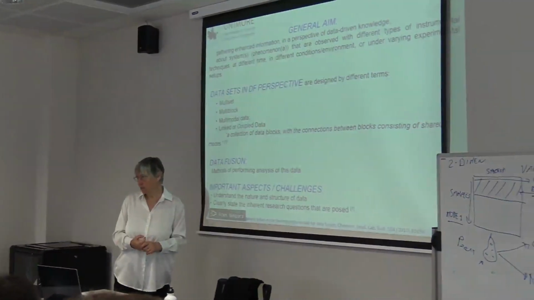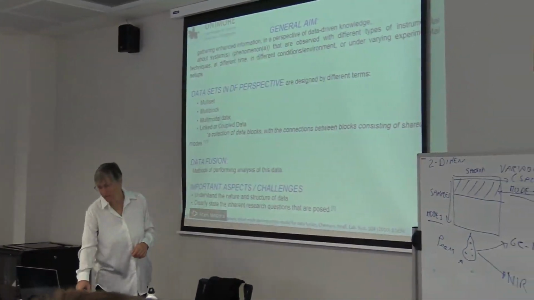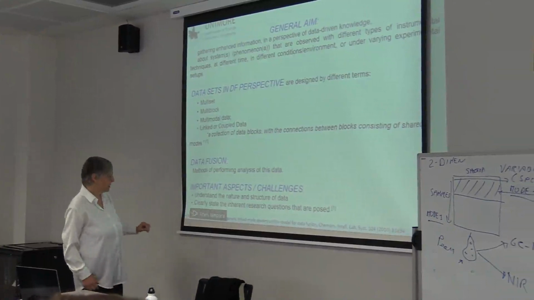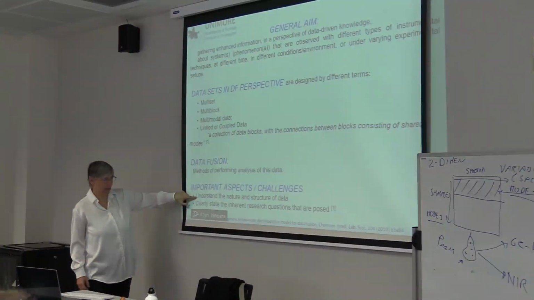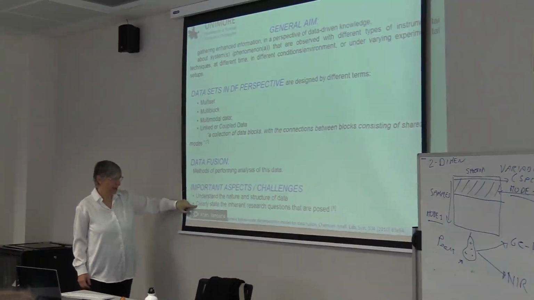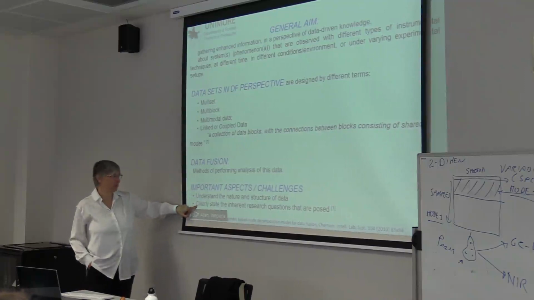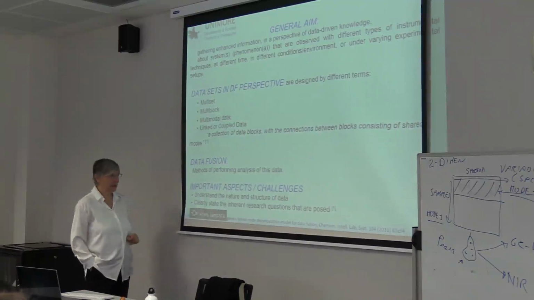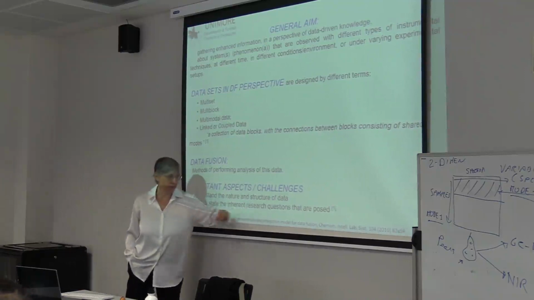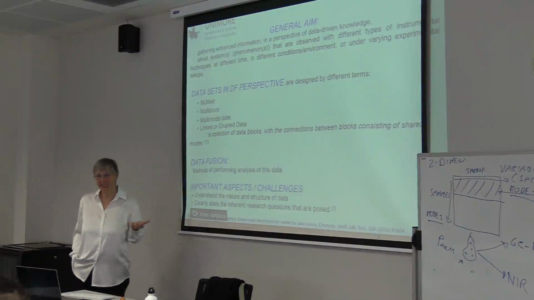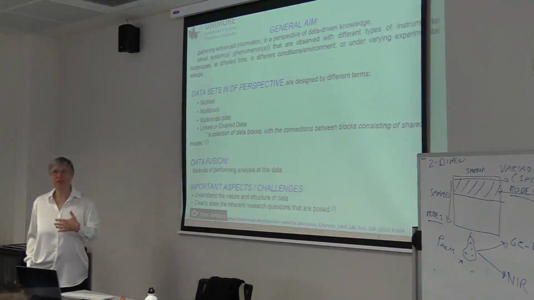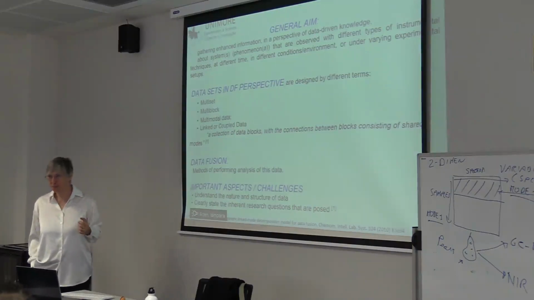Other question? Okay. So, which is the important aspect? Understand the nature and the structure of your data, and this is the most important one, clearly state the inherent research question that is posed. This is something that any time a chemometrician gives you a course they will repeat: if you do not know what you want, you will never get an answer.